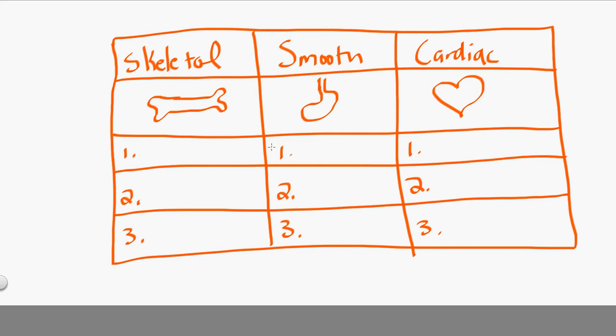Okay, so in this video we're now going to take a look at the difference between skeletal muscle, smooth muscle, and cardiac muscle. There are three main differences here. There are obviously some other differences, but we're going to look at the big three.